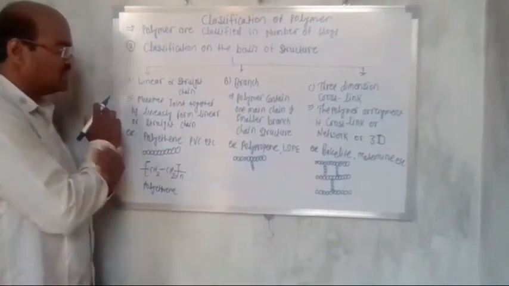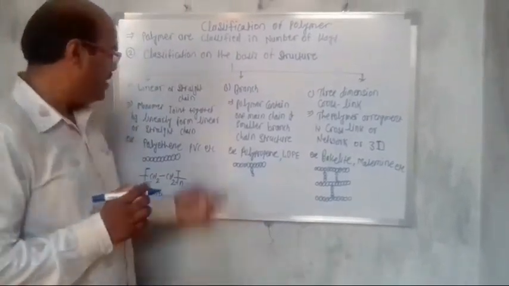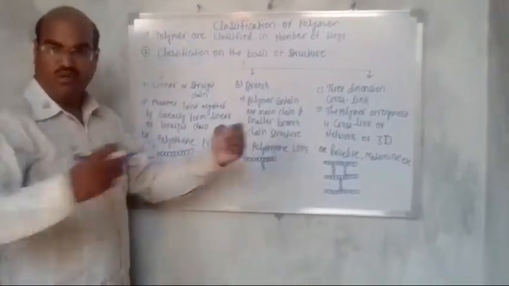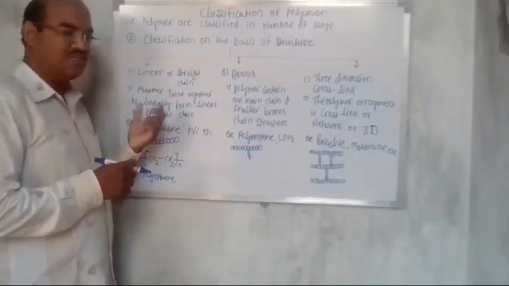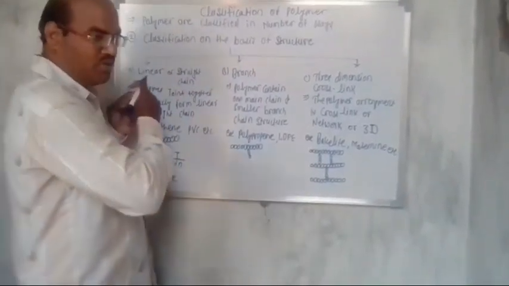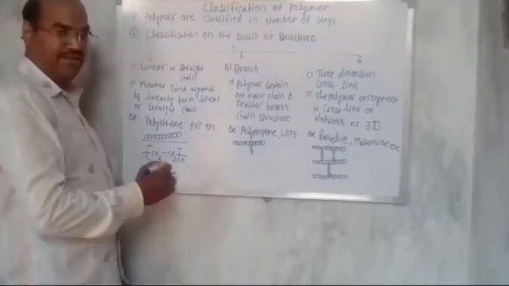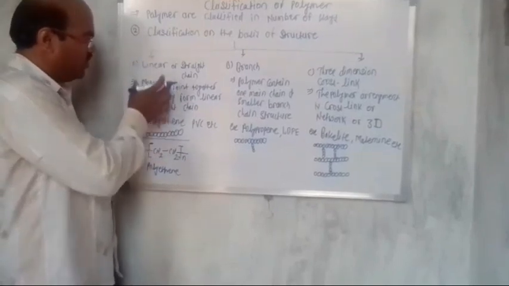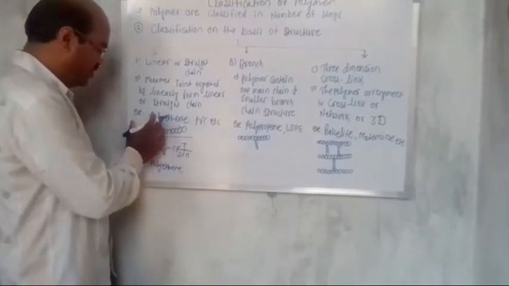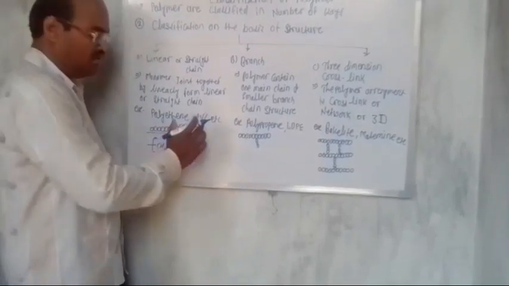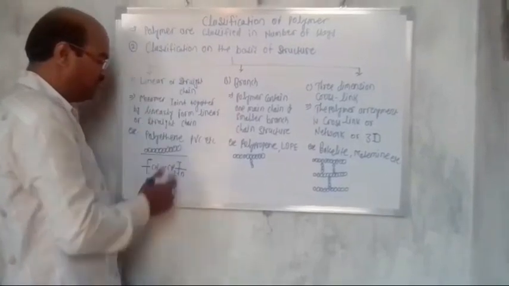In a linear or straight chain polymer, the monomer units are joined together linearly. This is the linear arrangement, and this type of polymer is called a linear or straight chain polymer. Examples are polyethylene and PVC.